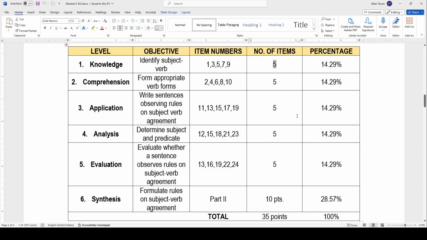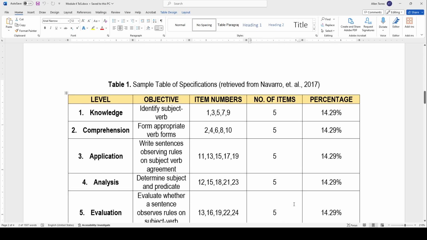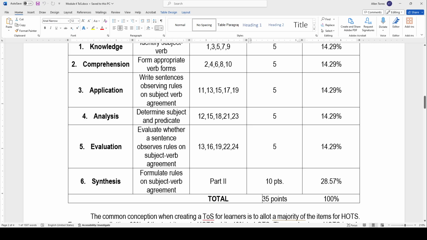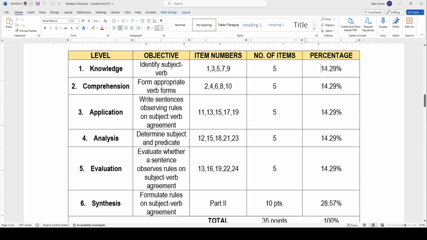Kunin nyo yung number of items and then i-divide nyo sa total number of items. Okay? So in this case, 5 divided by 35 is equal to 14.29%. Okay? Kasi po pag nilagay nyo sa calc yan, 5 divided by 35, ang lalabas po ay 0.1429. Pero decimal po kasi yon. Remember na pag nagpa-percent tayo, i-multiply natin siya by 100 para makuha yung percentage.